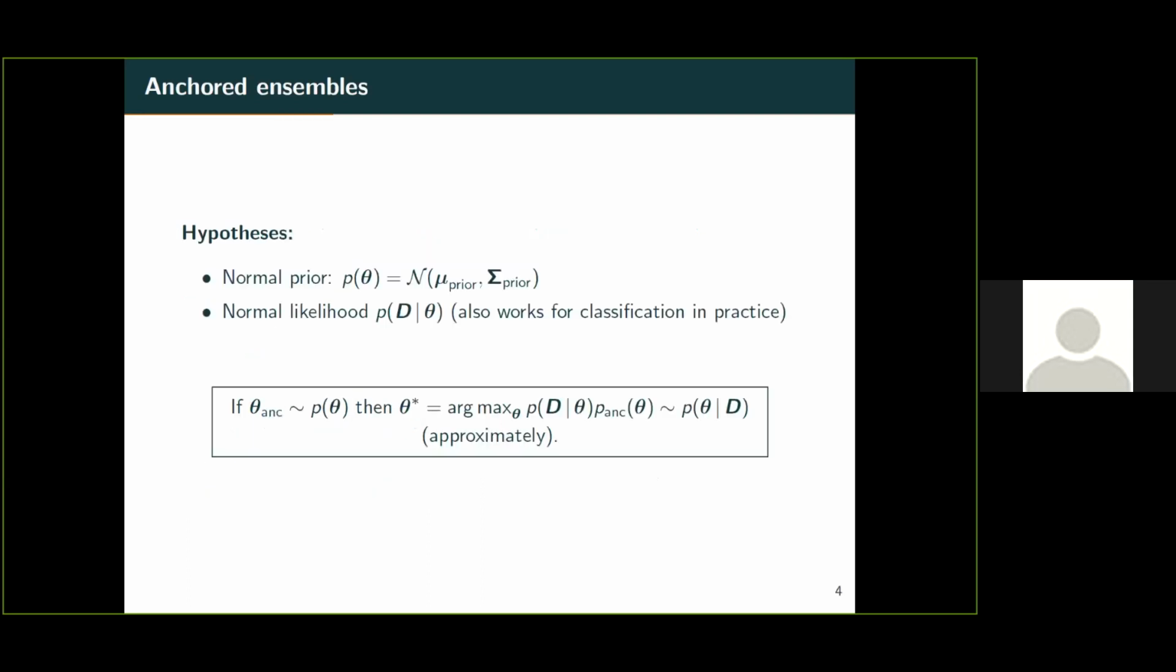There are several hypotheses to this method. First, it only works with a normal prior, which is the case for all the benchmarks in this competition. It also assumes a normal likelihood, which is only the case for the UCI gap dataset. But although the mathematical derivations are based on this hypothesis, it also works in practice for classification. They show that if those anchors are sampled from the prior, then the obtained optima are approximately sampled from the Bayesian posterior.